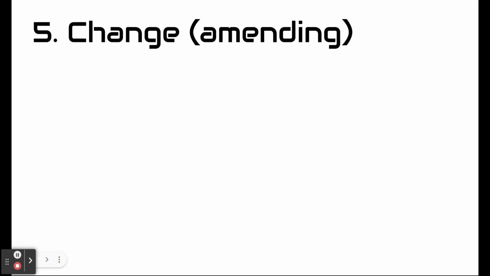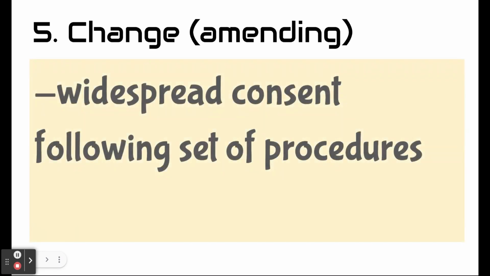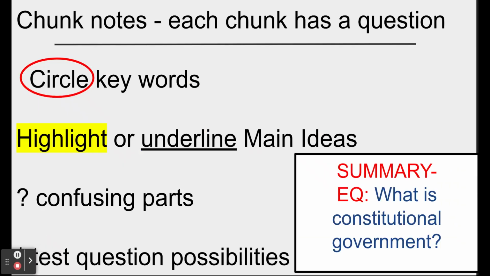And the last thing that's very interesting for our Constitution is we can amend the Constitution, we can change it. And the only way for that to happen is widespread consent of government officials, and then they follow a set of procedures. Okay, I believe the last time we amended the Constitution, and really we were adding to it, I think it is Amendment 27, and it's in the 90s. Remember to do your summary and remember to revisit your notes by chunking them, circling, highlighting, etc.